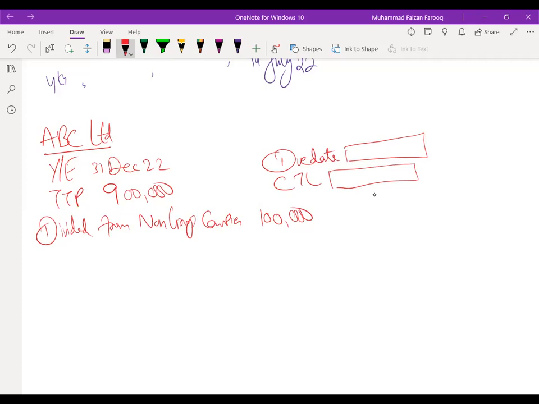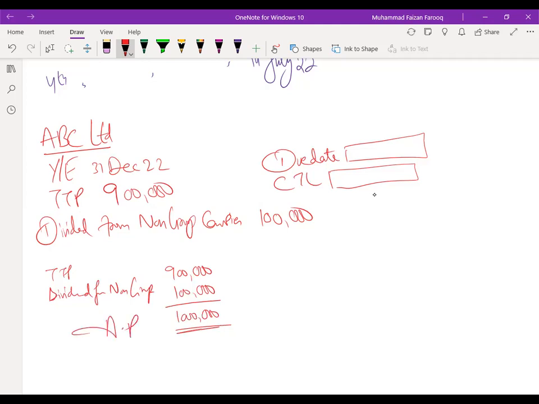First of all, is this company large or not a large company? In order to find out this, you need to calculate AP, right? Right. TTP is 900,000, dividend is 100,000, it's 1 million AP, which is less than 1,500,000. Below the threshold, means not a large company. Am I right? So the due date will be what?